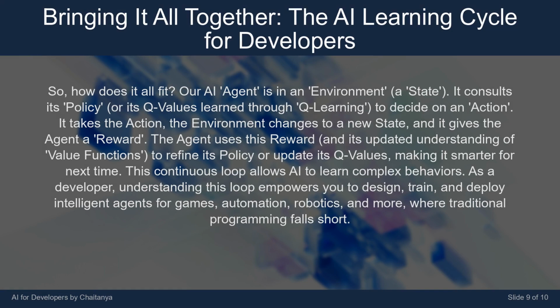So, how does it all fit? Our AI agent is in an environment, in a state. It consults its policy, or its Q values learned through Q learning, to decide on an action. It takes the action, the environment changes to a new state, and it gives the agent a reward. The agent uses this reward and its updated understanding of value functions to refine its policy or update its Q values, making it smarter for next time.